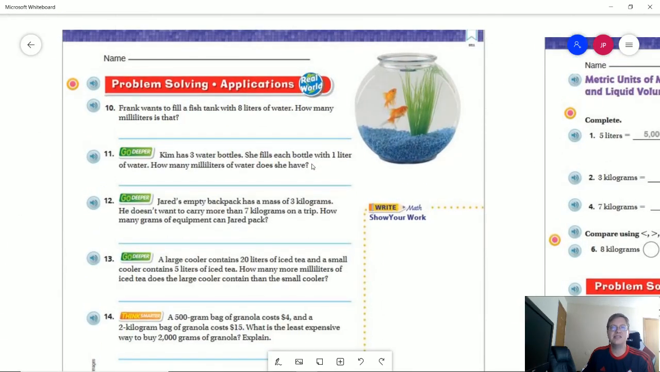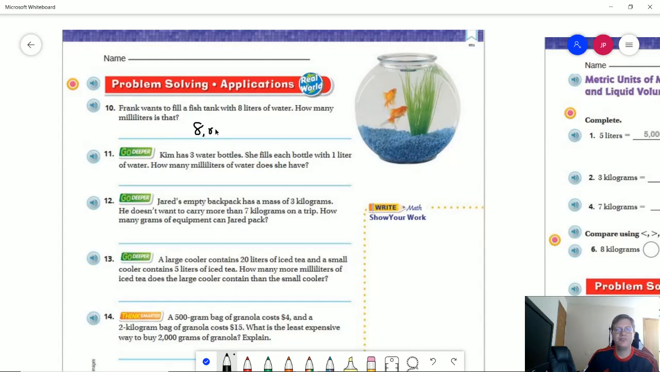Let's take a look at these. These are actually at least somewhat useful in that we have to do certain things. So if we have 8 liters of water, again, we're going to multiply by 1,000. If we have 3 water bottles and we fill each bottle with 1 liter, that is going to give us a total of 3 liters. Then we can compare it to and convert it to milliliters. So that would give us 3 times 1,000, which is 3,000.